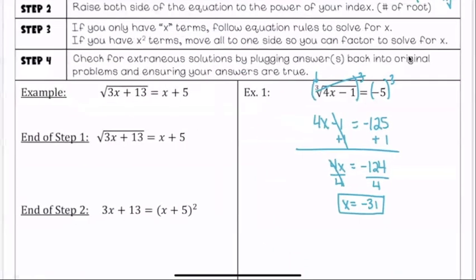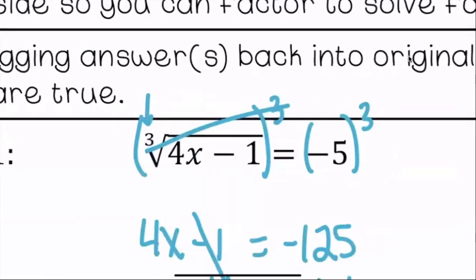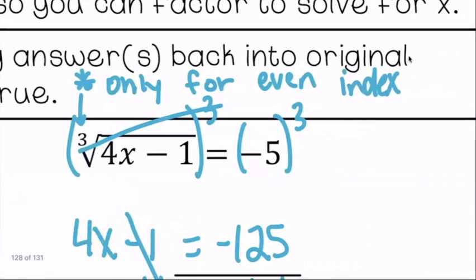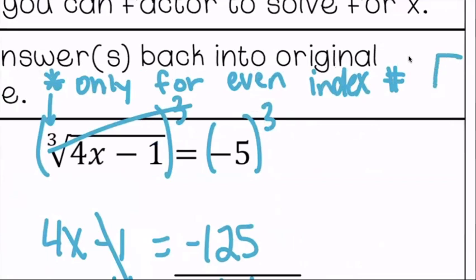And then our last step, step 4, says check for extraneous solutions by plugging answers back into the original problem to ensure your answers are true. This actually only applies to even index numbers. We don't have to do that for our question. We only have to do it if we have a squared or a fourth root. I'll put that over here. Only for even index number.